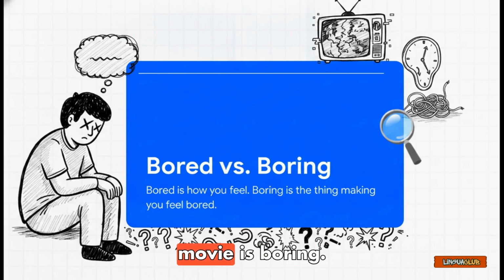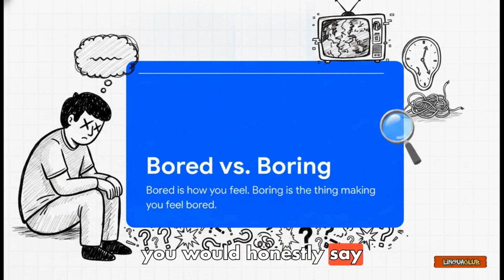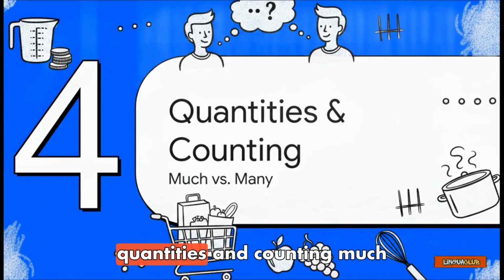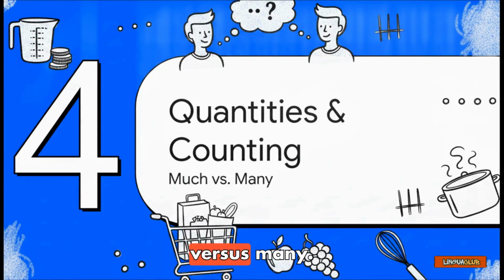Like a terrible movie is boring. Hopefully it's not true about this explainer, but you would honestly say, I am bored if a situation is boring. Oh, and you definitely never want to say, I am boring, because that literally means you are a dull person to be around.